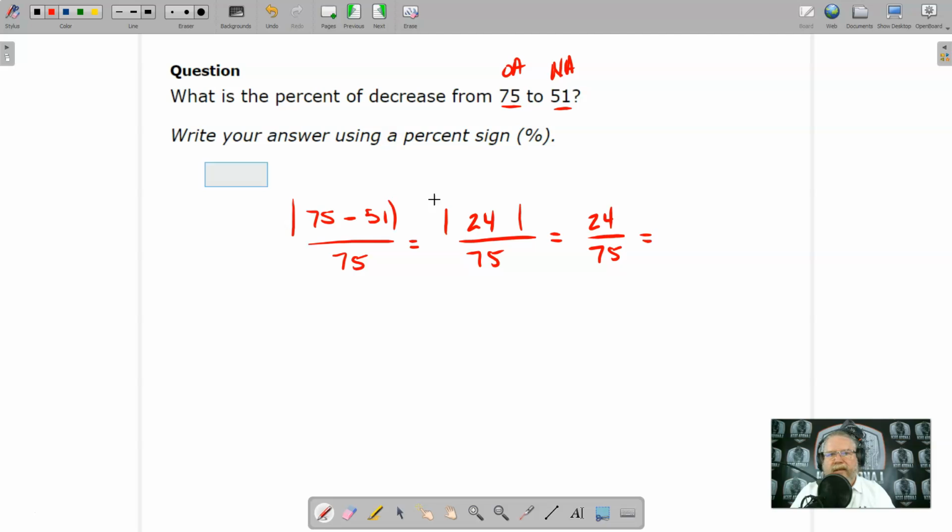Now I need to take this ratio, this 24 over 75. Every fraction is a division problem, so I'm going to do 24 divided by 75, and that's going to give me 0.32. So let's move that decimal over 2 places and throw a percent sign on the end, and we end up with a 32% decrease in this case because the value got lesser.